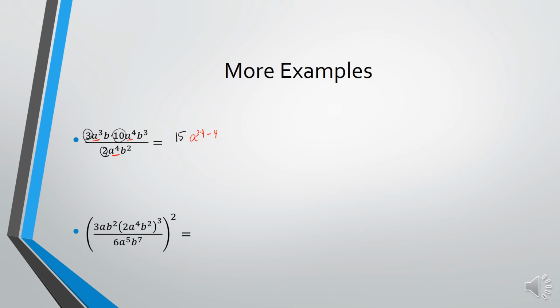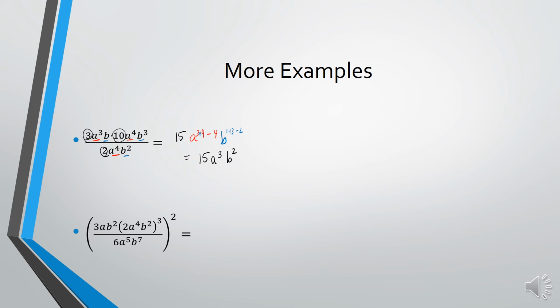And then I'll look at all my b terms. So my b terms, I have 1 there, 1 here, and 1 here. So it looks like on the top, I am multiplying. Oops, and this should have been a plus there. I don't know why I didn't write that. So this should be a 1 plus 3. And then I'm dividing by b squared, so I will subtract 2. So it looks like my answer is 15, let's see, 3 plus 4 minus 4 is cubed. And then b to the 1 plus 3 is 4 minus 2 is 2. So 15a cubed b squared.